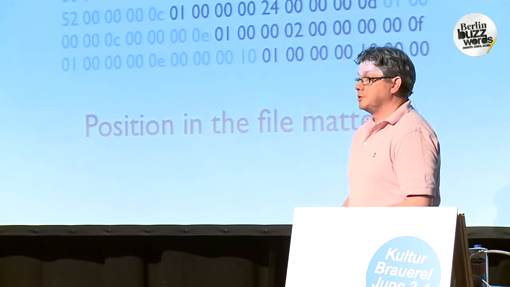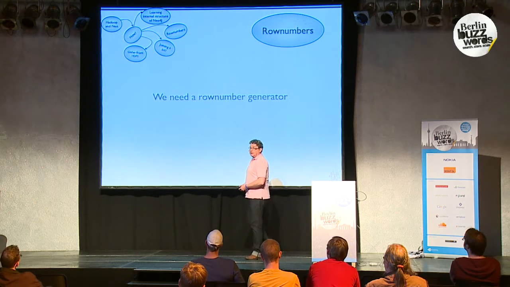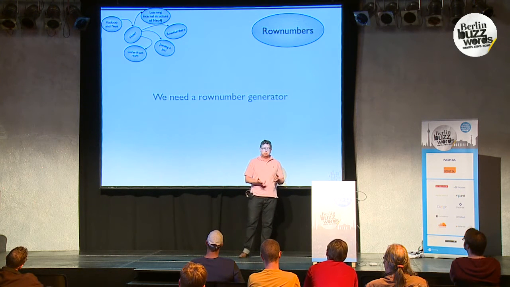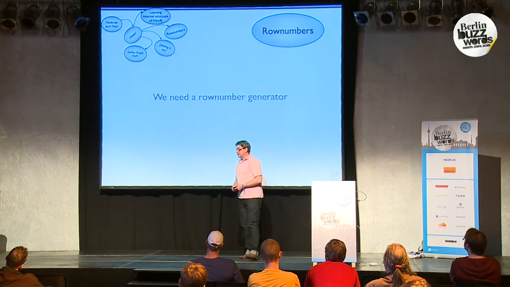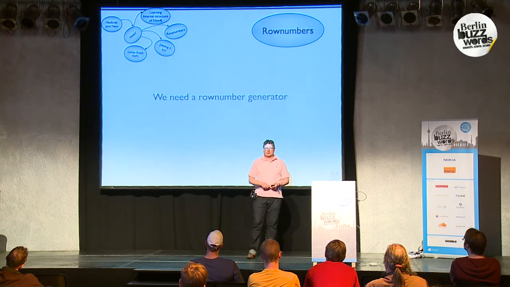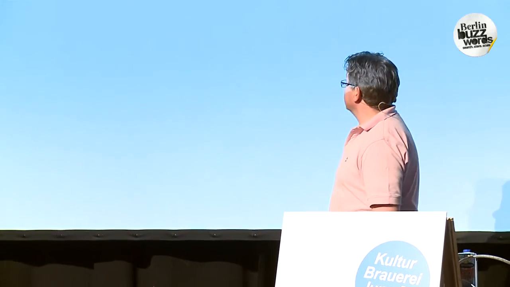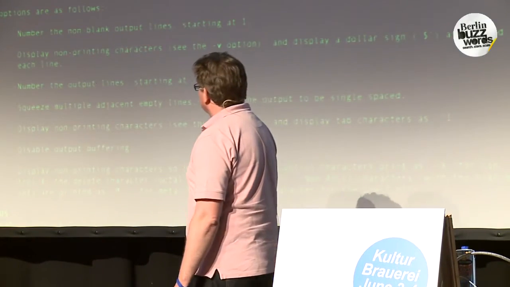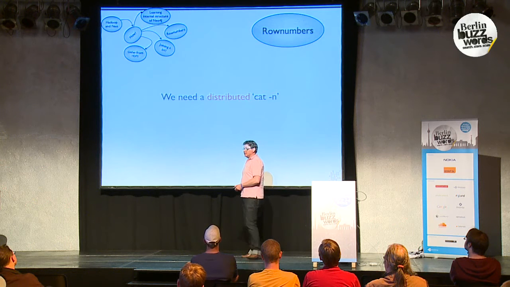Since the position in the file is really important, we needed a kind of row number generator. The data had a key which was a string, some account number with character data in it, so you can't use that as a row number. You had to create it yourself. Unix has a row number generator built in: cat. If you look at the man page, you can see the -n option. It puts a number before the output lines. That helps, but we needed to distribute cat -n.